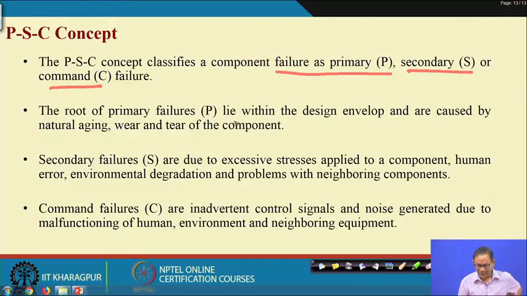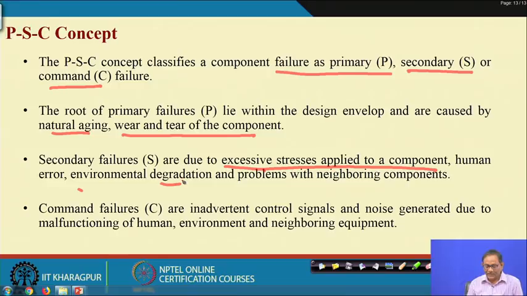The roots of a primary failure lie within the design envelope and are caused by natural aging, wear and tear. The PSC concept is used at the component level. Primary failure means the component itself fails within its design envelope because of wear and tear. Secondary failure is component failure due to excessive stresses applied to the component, human error, environment, and other things. It is not because of a design problem, it is because of overuse, meaning excessive stress on it. Suppose a valve can run continuously for 20 hours. If you use it for more than 20 or 30 hours, there is a chance that the valve will fail. So it is not because of design wear and tear, it is because of excessive load on it.